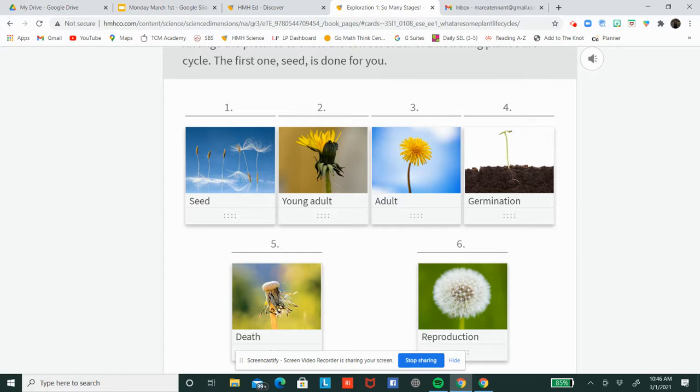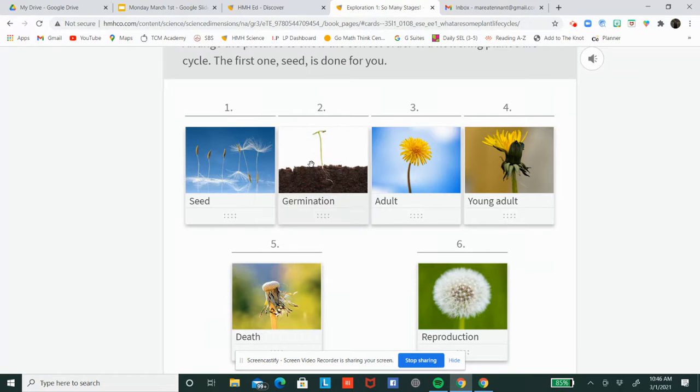On your page, this is question 2 up at the top. It's in those circles. So the first one they give us, which is the seed, and then we have 5 other cycles. So after it becomes a seed, what do you think the next step in the life cycle would be? Giselle? Not just yet, but it is a part. Valentina? Germination is the second one.